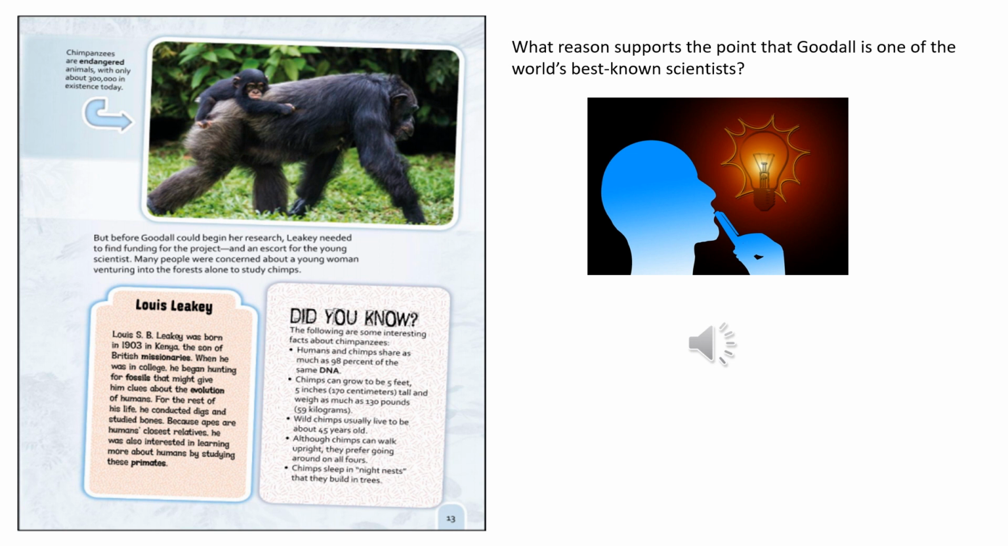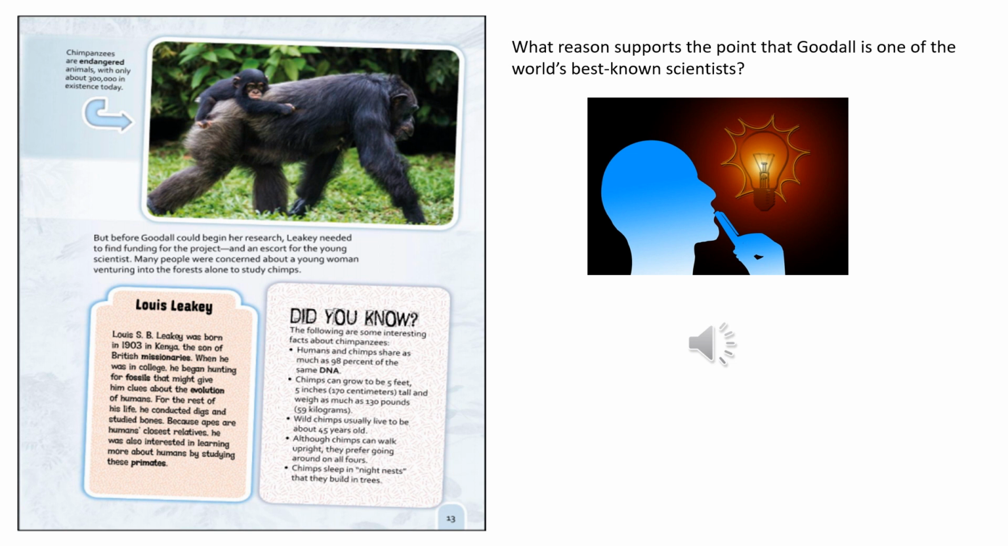Louis Leakey. Louis S. B. Leakey was born in 1903 in Kenya, the son of British missionaries. When he was in college, he began hunting for fossils that might give him clues about the evolution of humans. For the rest of his life, he conducted digs and studied bones. Because apes are humans' closest relatives, he was also interested in learning more about humans by studying these primates.